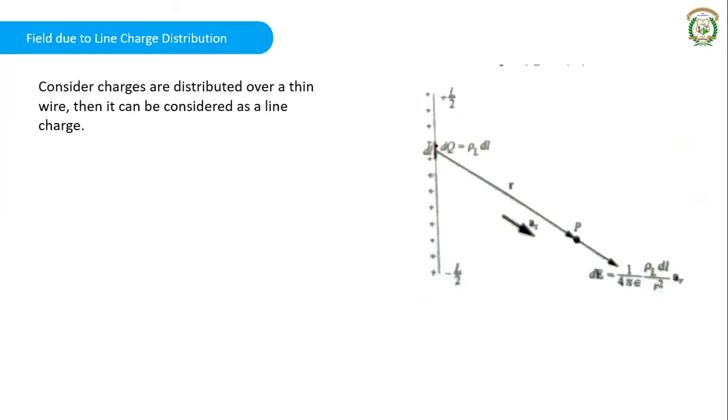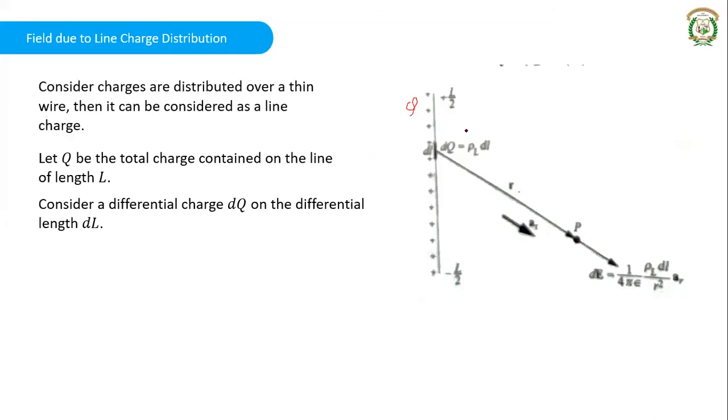But before that, we will take a very small differential length dl, which has differential charge dq. We will find the electric field intensity at a point P, which is at a distance of r from this point dq. Let q be the total charge on the line. The total length is L, from minus L by 2 to L by 2, if it is centered around the origin. So you consider a small differential charge dq of the differential length dl.